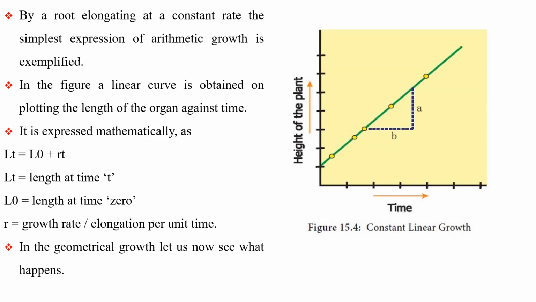The simplest expression of arithmetic growth is exemplified by a root elongating at a constant rate. In the figure, a linear curve is obtained on plotting the length of the organ against time. It is expressed mathematically as follows. In the geometrical growth, let us now see what happens.